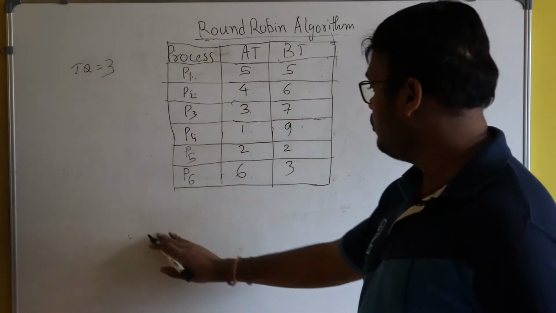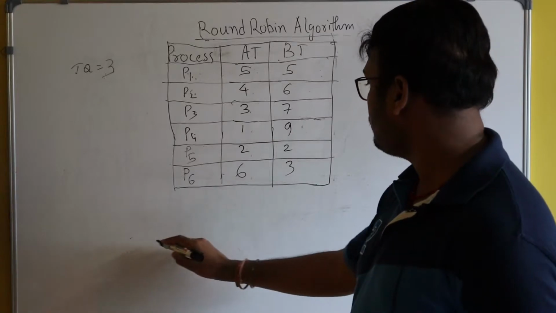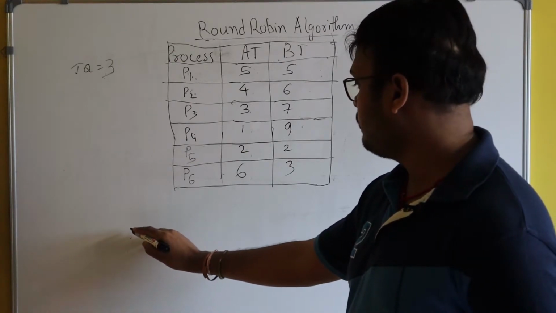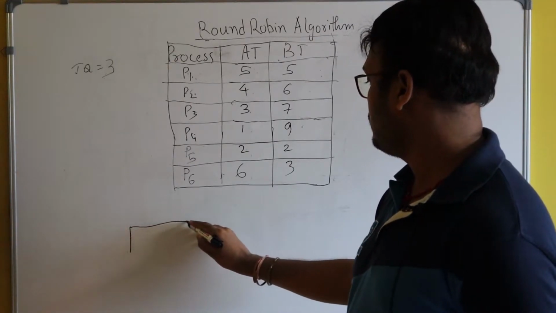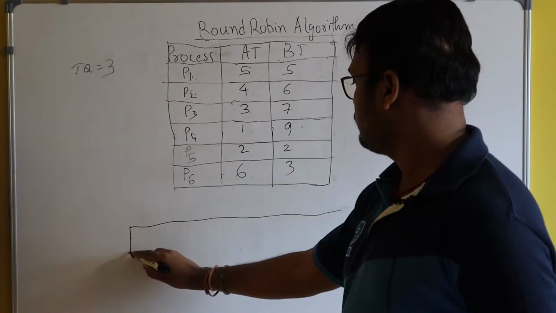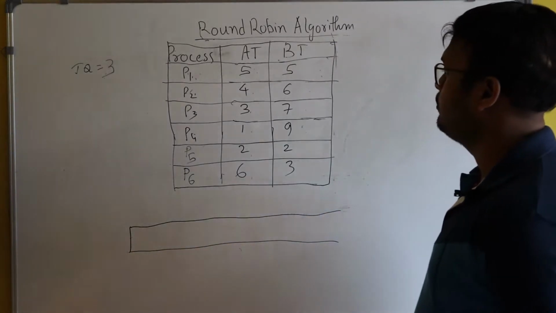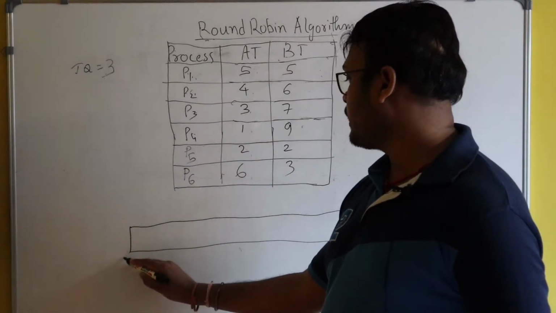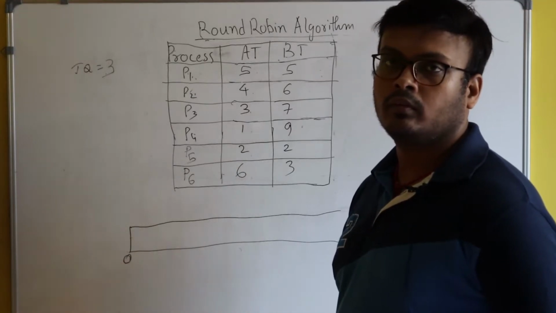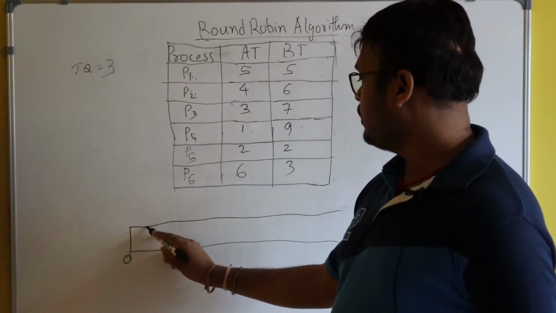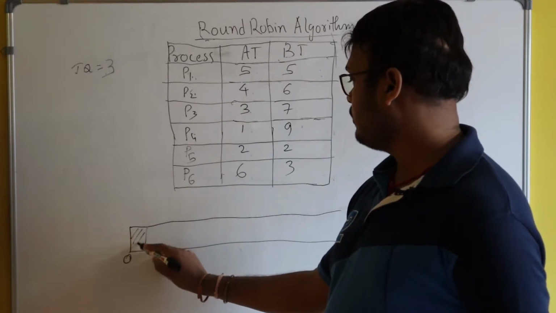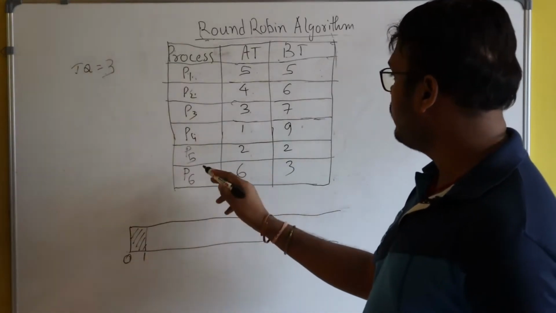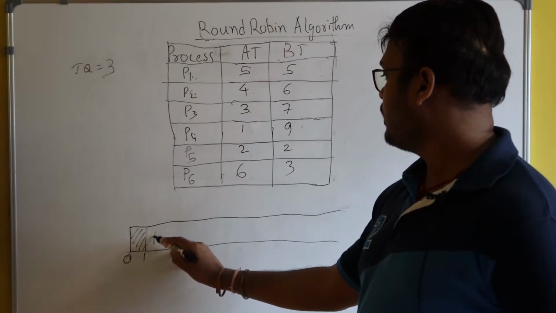Okay. Now we'll draw the Gantt chart here. Is it visible? Okay, fine. So you see P4 has arrived at 1 second. So at 0 second, none of the processes are there. So from 0 to 1, we have nothing. Now at time equal to 1, you see P4 arrived. So here I will write P4.